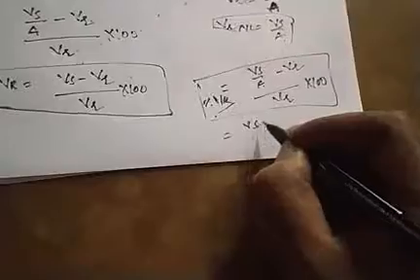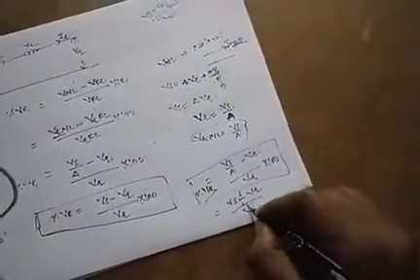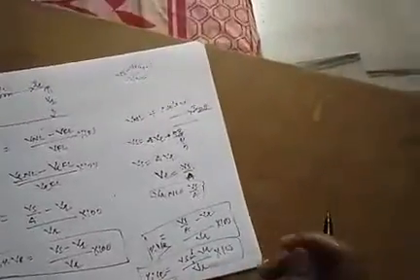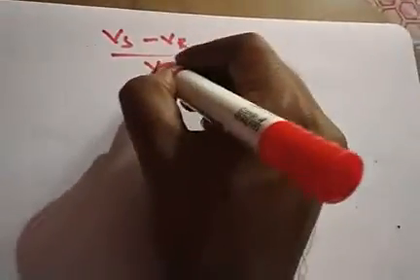So what is the formula? Vs minus VR by VR into 100. So this is the percentage voltage regulation for each and every machine. Let's see. So what is the formula? Vs minus VR by VR into 100.